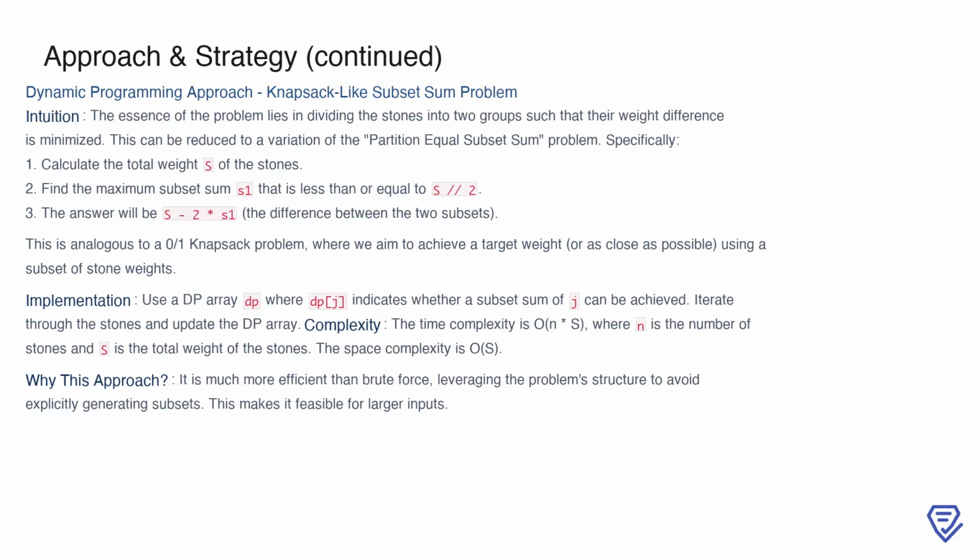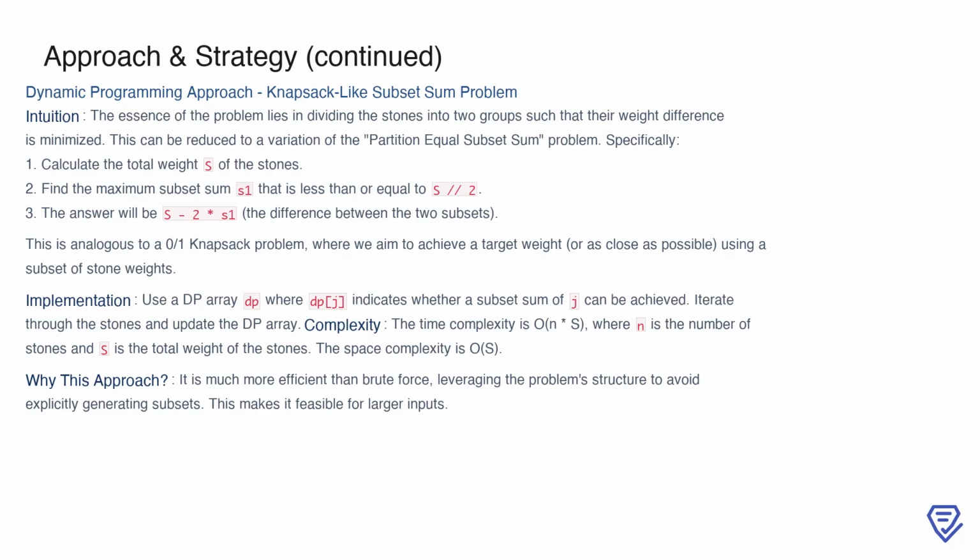Now, a more efficient solution can be developed using dynamic programming. By reframing the problem, we see that it's a variation of the partition equals subset sum problem. Here's the idea: if we calculate the total weight S of all the stones, the goal becomes finding the maximum subset sum, S1, that is less than or equal to S divided by 2. Once we have S1, the answer is simply S minus twice S1, representing the weight difference between the two subsets.